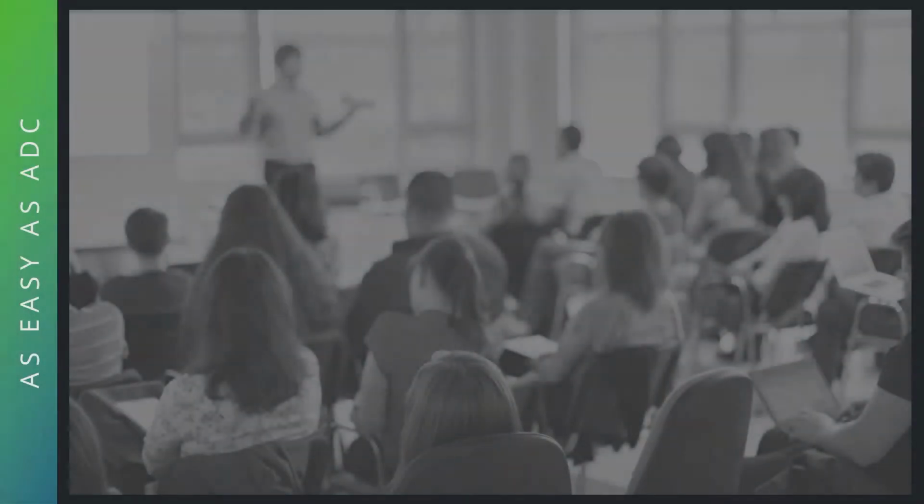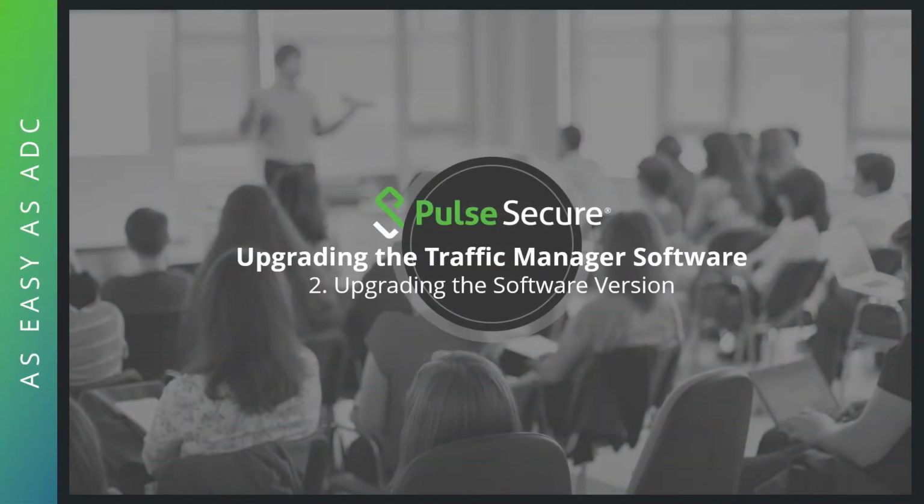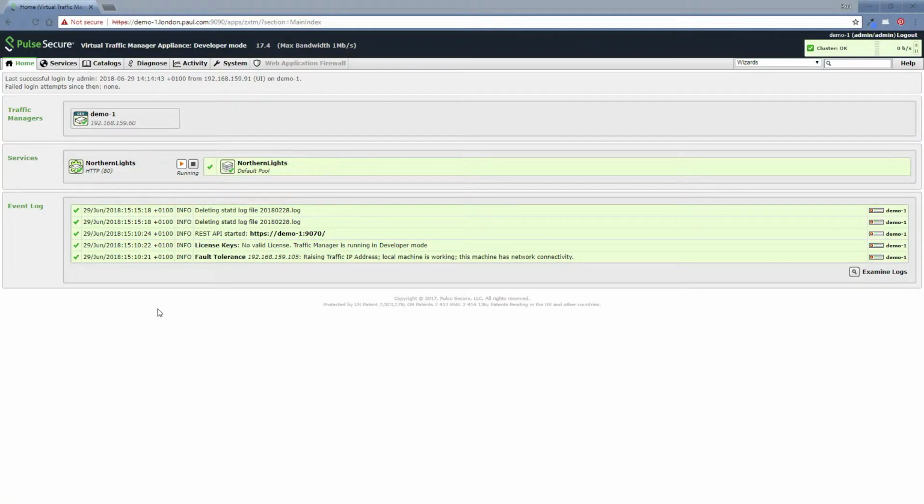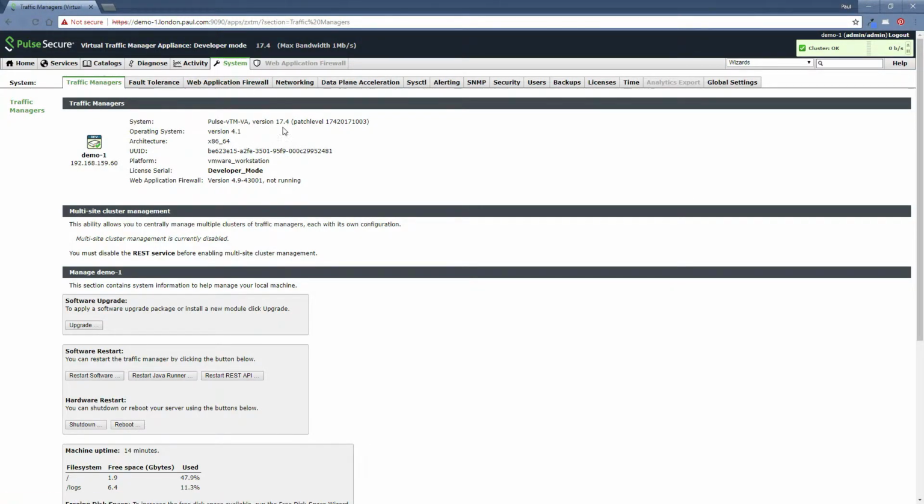Let's move on now to upgrading the software version. You can see here we have a Traffic Manager currently running in development mode, which isn't really important, but it's running on version 17.4. You can tell that by looking at the top of the screen here. Also you can go into System and you can see 17.4 here with the patch level code as well. So at the moment we're running on 17.4. I'm going to show you how we upgrade to 18.1, which at the time of this recording was the latest version.